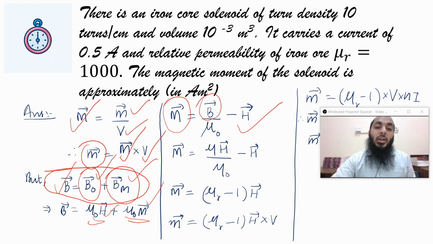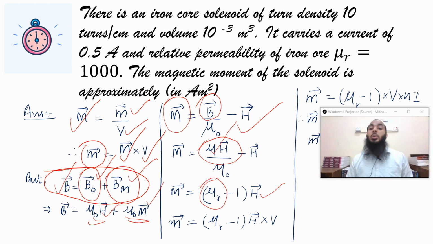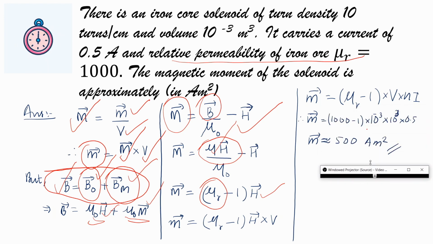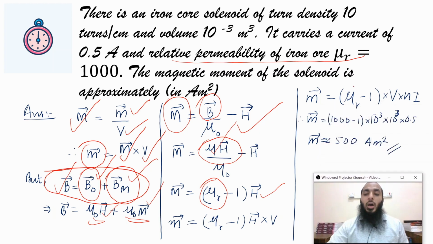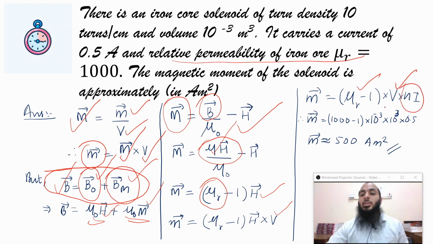But B also has a relation. B is equal to mu into H, where mu is the permeability of the medium. So we can take H common. M is equal to H times mu divided by mu naught minus 1. But mu divided by mu naught is nothing but relative permeability, which is given here. Now if you substitute here, you will get small m, which is the magnetic moment, equal to mu r minus 1 into volume into H, where H is n into I.